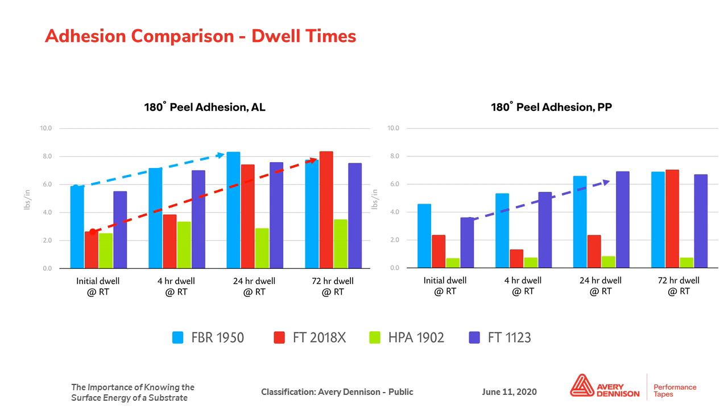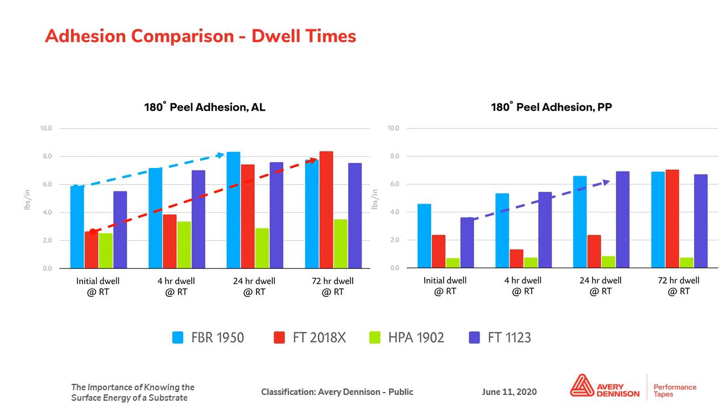Okay, so let's look at FBR 1950, the blue one, our general purpose rubber on aluminum. You can see it's getting about 6 pounds initially on aluminum. It dwells up by another pound after 4 hours, and then even another pound at 24 hours. Now, a rubber adhesive generally maximizes its adhesion after 24 hours. If you compare that to an acrylic, which usually takes 72 hours.